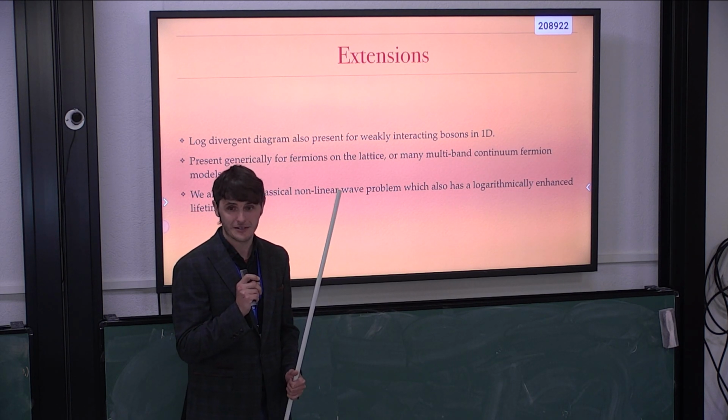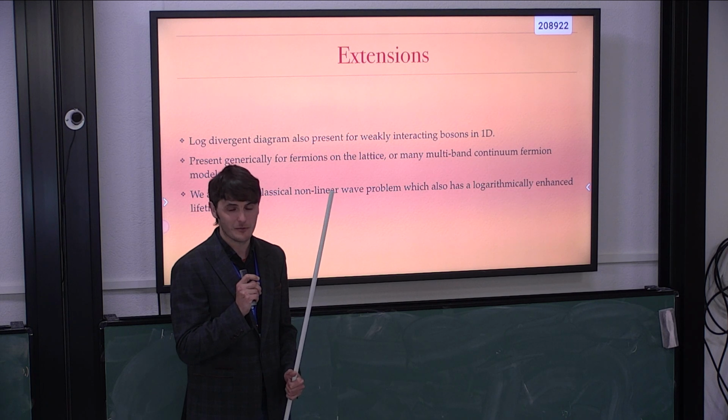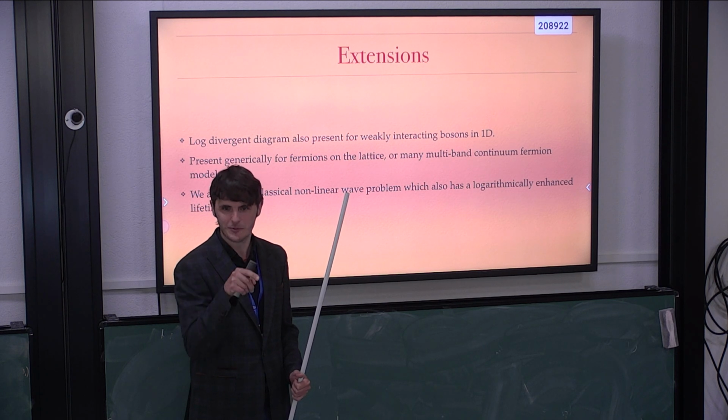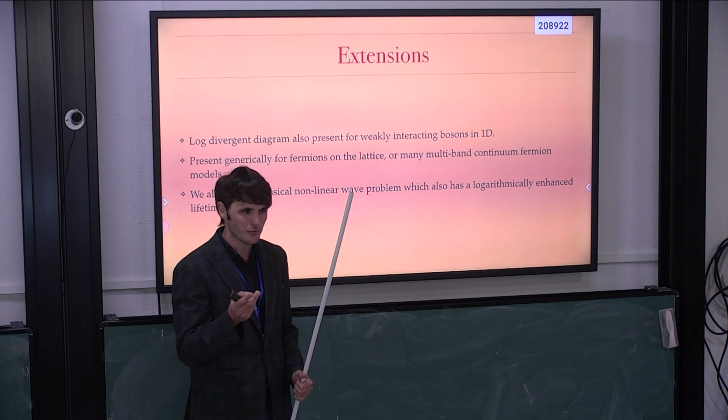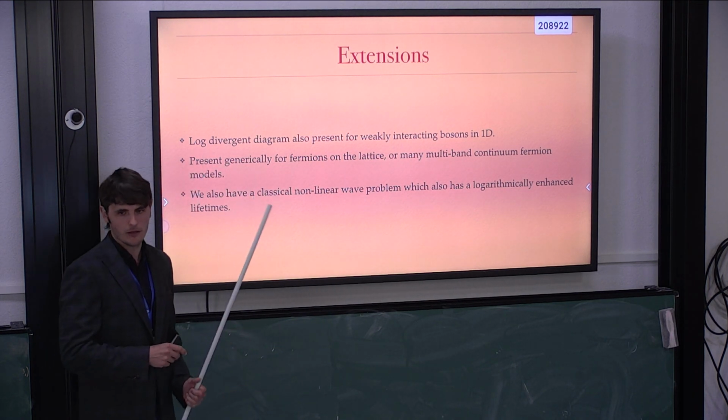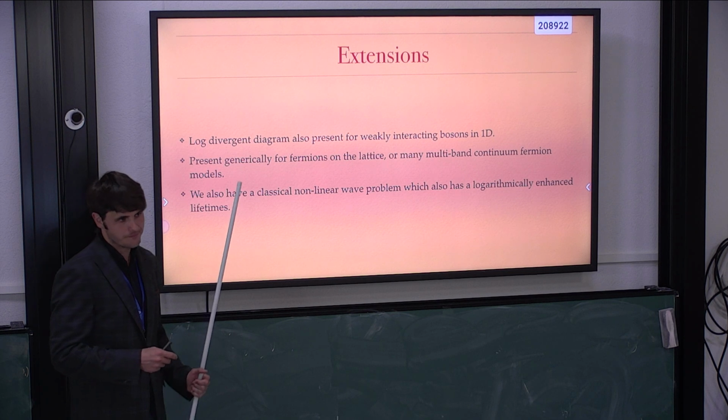The reason it's not present for just the single species fermions in the continuum has to do with the Pauli exclusion principle. There is a divergent point, but it is multiplied by 0 because of a Pauli exclusion factor, and you only have one flavor of fermion. If you have more than one flavor of fermion, then in the continuum you can get this with multi-band models as well.